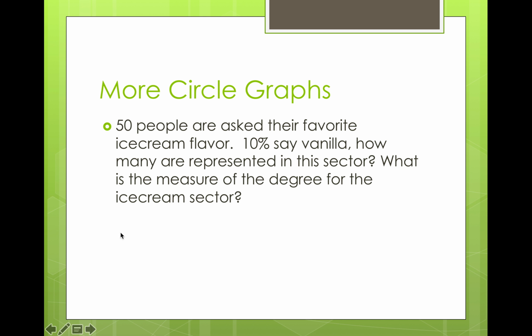Remember, of is our keyword for multiplication. So 10% of 50. 10% is the same thing as 0.1. Of is going to tell me to multiply. So 10% of 50 is 5.